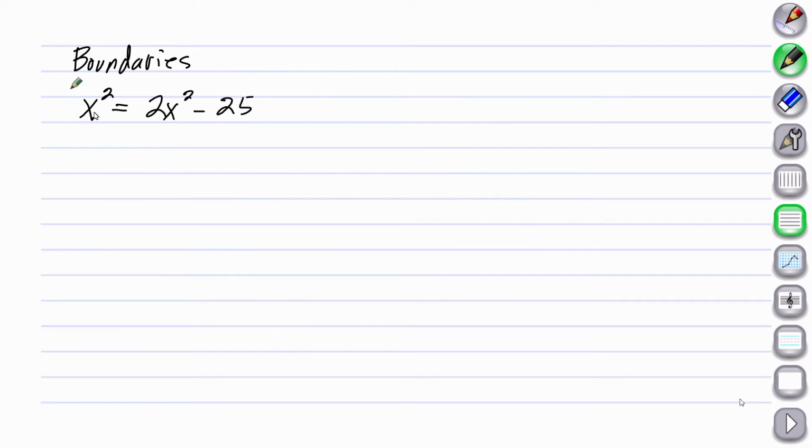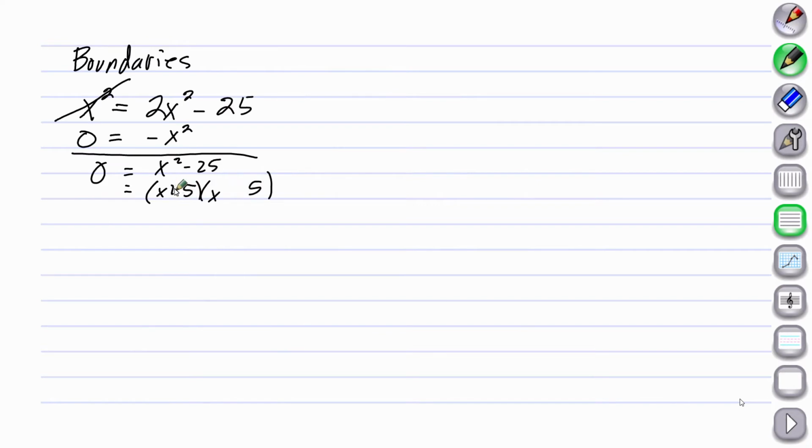And then what we're going to do is try to solve this. So we're going to bring this x squared over. We'll set this to 0. Bring this over. And so we have 0 equals x squared minus 25. Then we try to solve that. That's a difference of squares: x and x, 5 and 5, plus and minus.